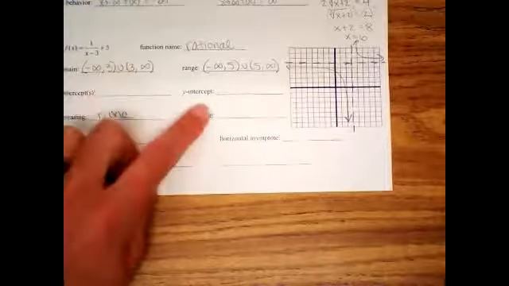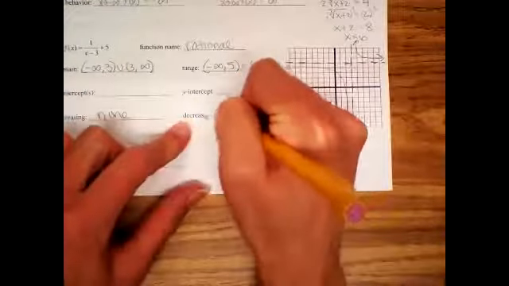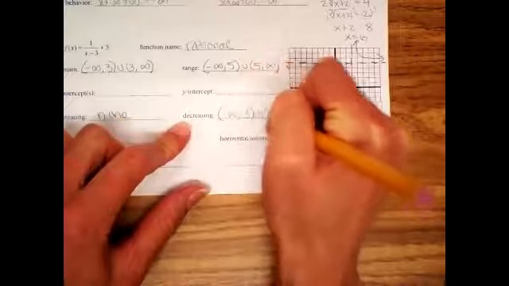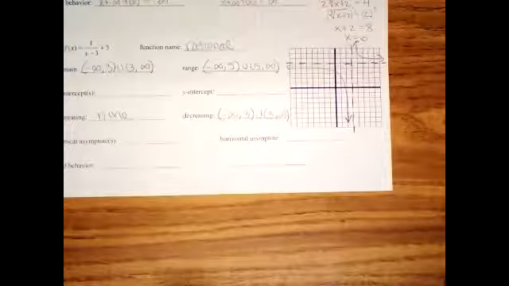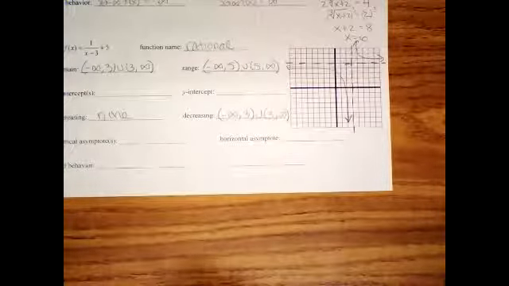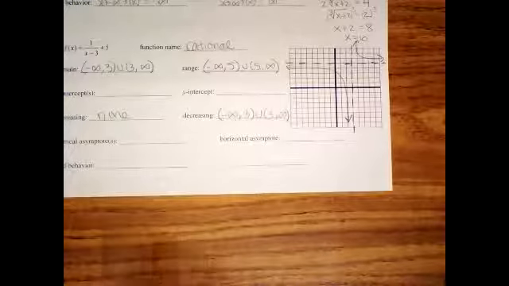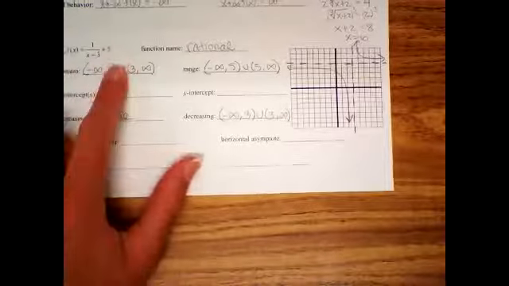And for decreasing, you can just copy over the domain. It decreases for its entire domain. You can't decrease at 3 because there isn't any graph at 3. You still have to leave 3 out because there's nothing there. So you just copy that answer over.